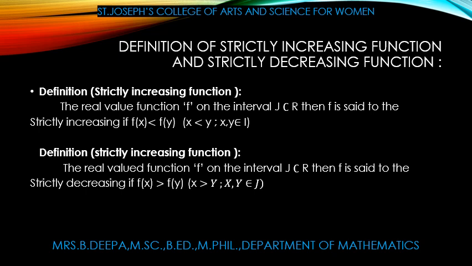Definition of strictly increasing function and strictly decreasing function. First one, strictly increasing function. For a real valued function f on the interval J subset of R, f is said to be strictly increasing if f of x is less than f of y, x less than y, for all x comma y belongs to J. Next, strictly decreasing function: for a real valued function f on the interval J subset of R, f is said to be strictly decreasing if f of x is greater than f of y, x greater than y, x comma y belongs to J.